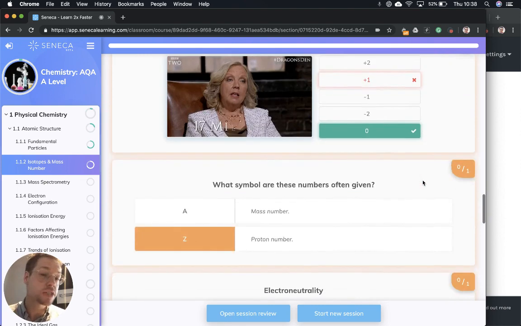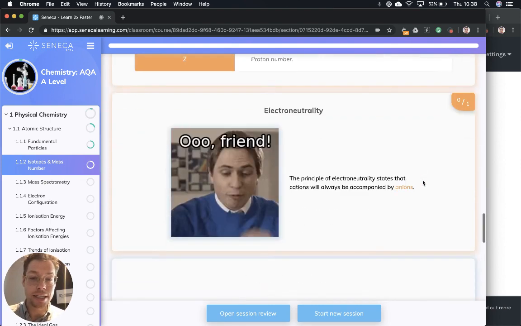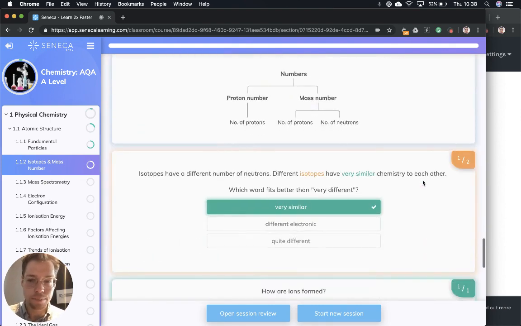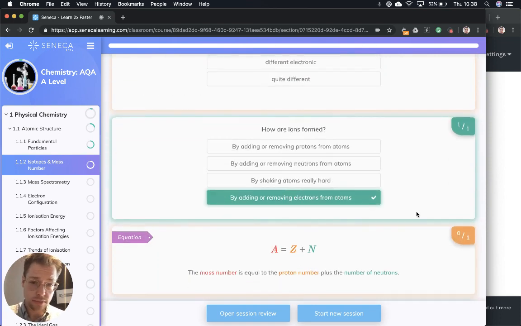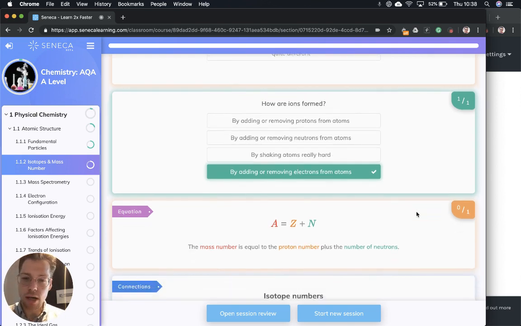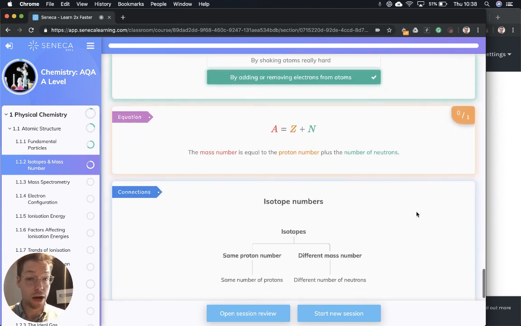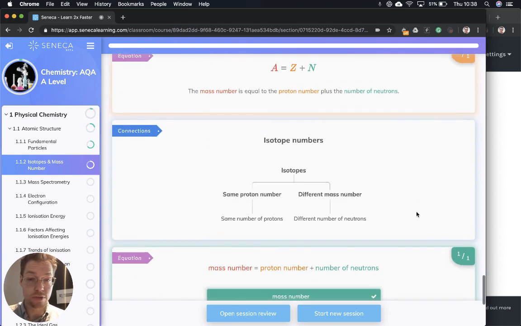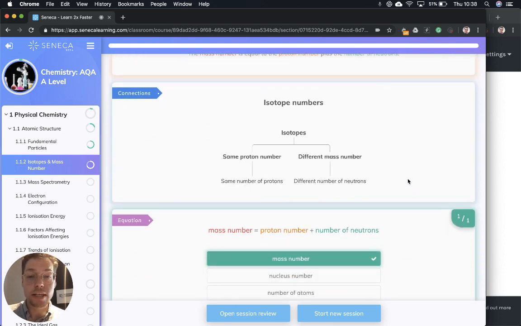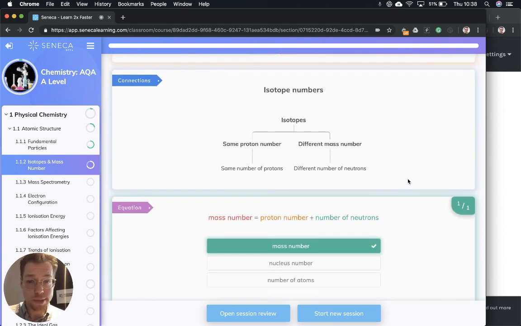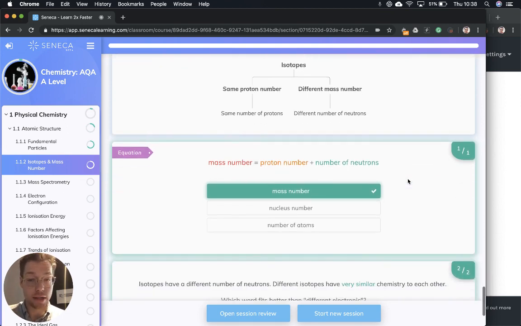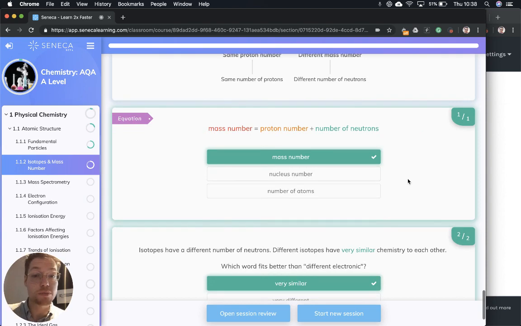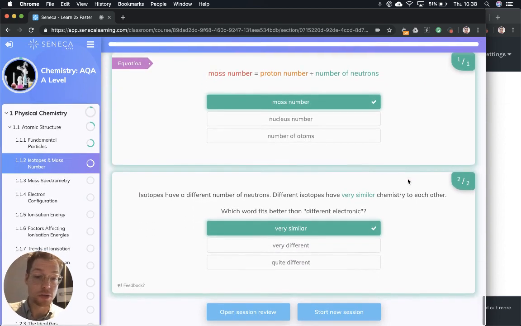Do you remember the charge of a neutron? It's 0, okay? So, do we remember how we form ions? Do we remove protons? Maybe we add protons? It's all about electrons when we form ions. We remove electrons from atoms. And what's the key principle of isotopes? They have the same proton number, but a different mass number. So that means they've got the same amount of protons, but a different number of neutrons.